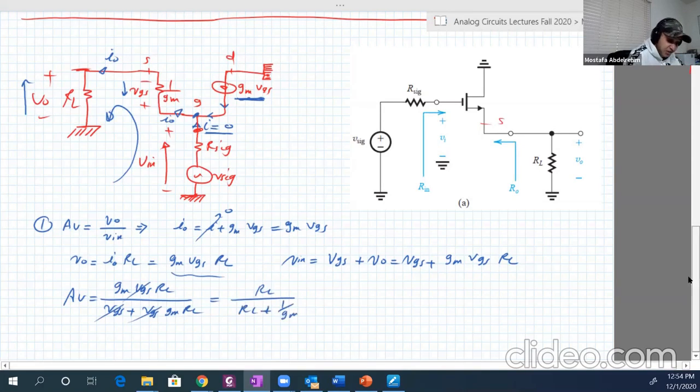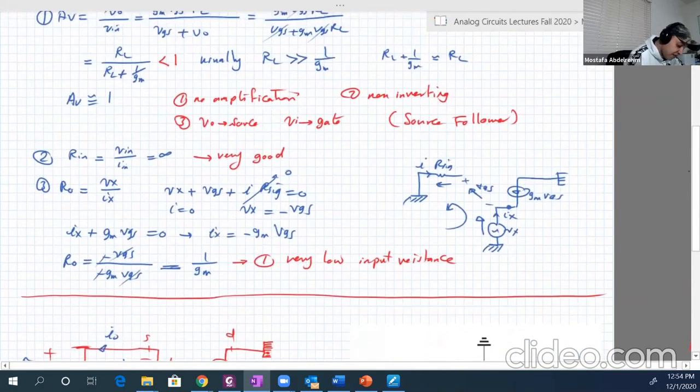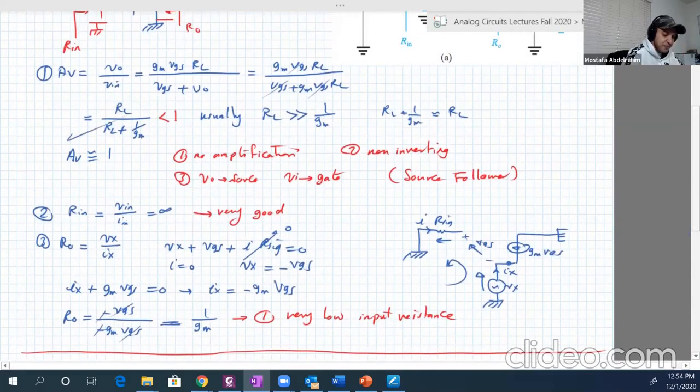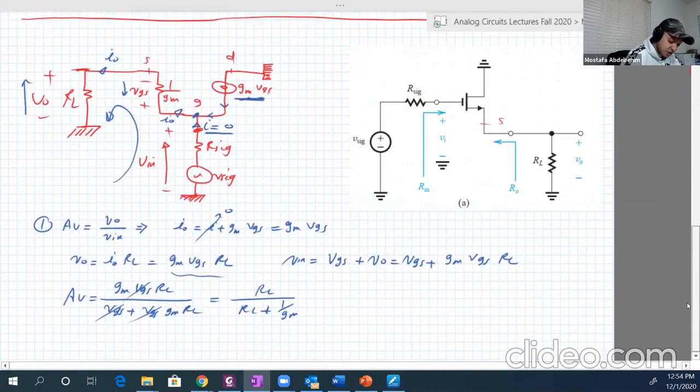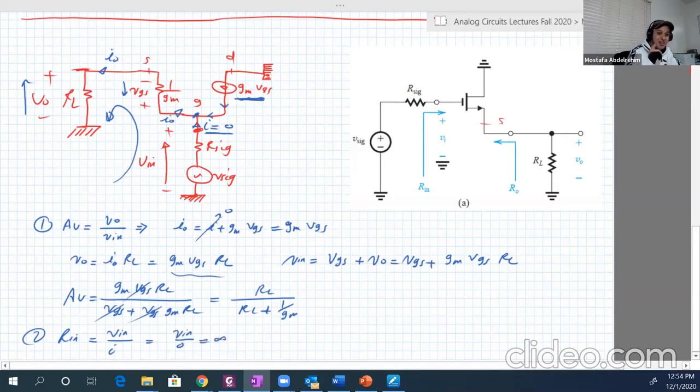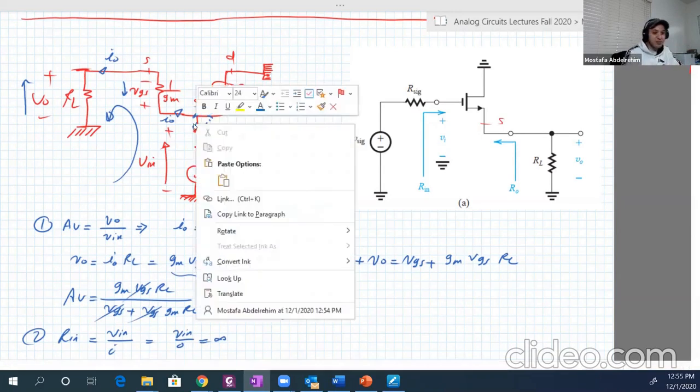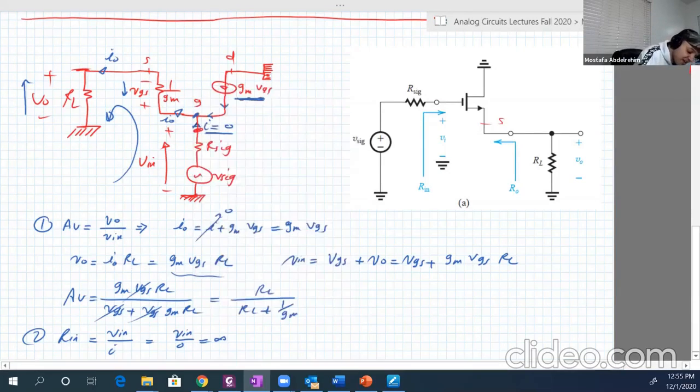Let's check if this is equivalent or not. Here is AV. Yeah, it's exactly the same: RL over RL plus 1 over GM. Number 2, R input. R input is basically V input over I. I is 0, so V input over 0, so it's equal to infinity. And that's why I told you, remember all the time, if you use this version of the equivalent circuit, to mark this current as 0. Otherwise, you have a wrong R input here.